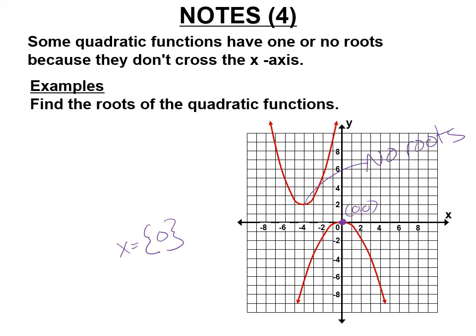So let me make sure we all understand. If I have that, what's the root? The root there is 7. So you'd say x equals 7. When it's only one of them, you don't have to put it in braces.